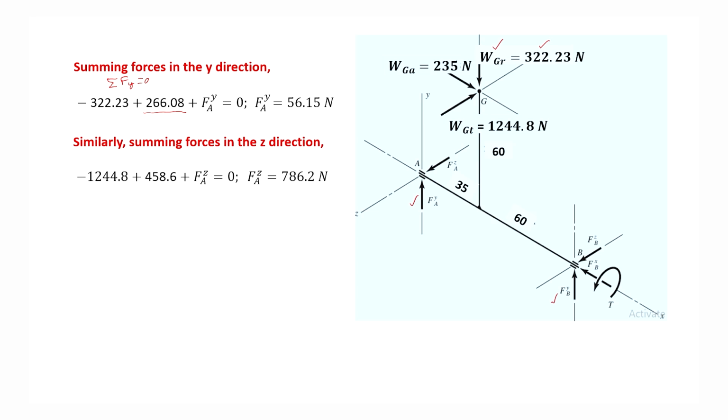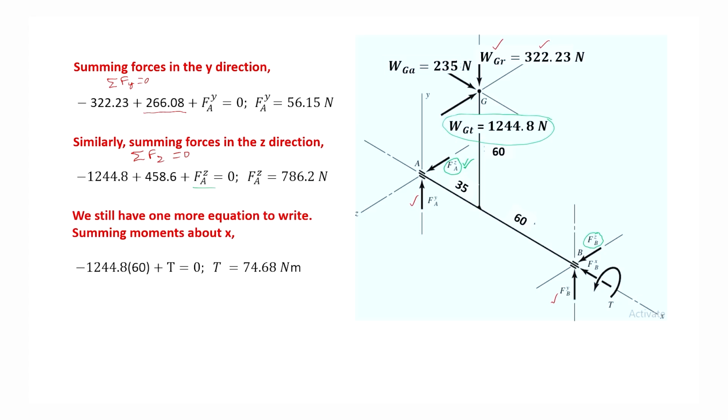Now, summing the forces in the direction of z, that means summation of all forces in the direction of z should equal to 0. Now, in the direction of z, the forces which are acting are the FAZ, then FBZ and this WGT. And so, when we added it, we got the FAZ, and this is equal to 786.2 Newton.